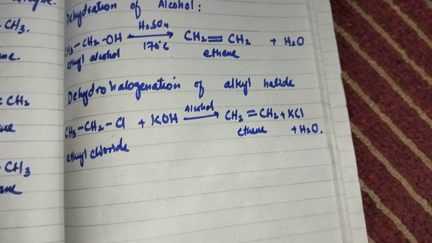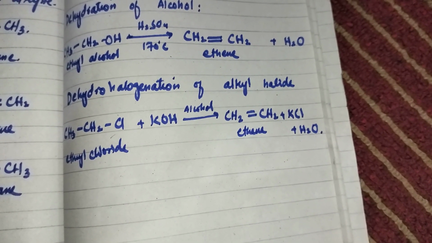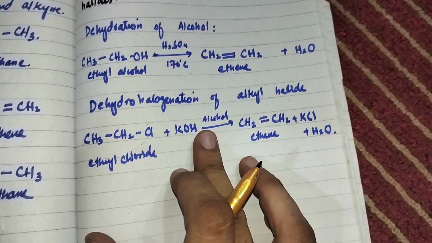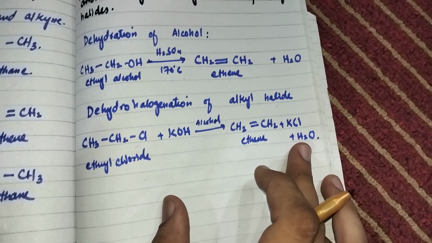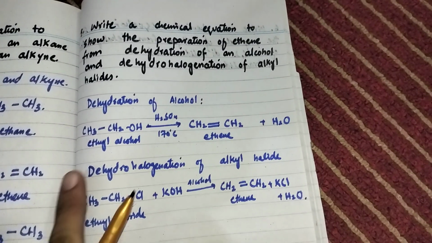So the alkyl halide we have taken is ethyl chloride. When ethyl chloride is reacted with KOH in the presence of alcohol, ethene, KCl and H2O will form. So this is question number 5 of the review questions.